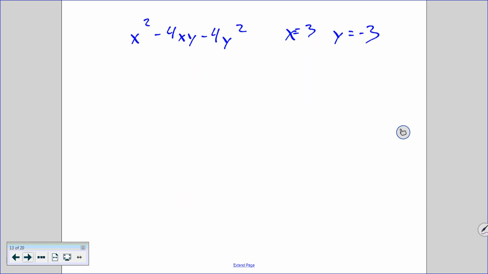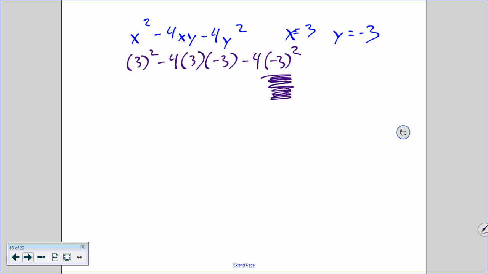Okay, same thing here. We're going to do some substitution. Let's say 3 squared minus 4 times 3 times -3 minus 4 times -3 squared. Be careful with this, okay? Super duper careful.